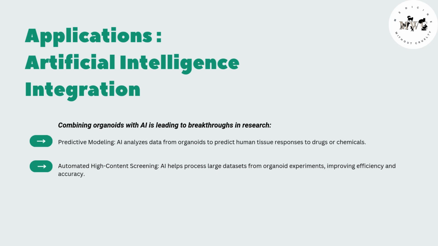Artificial intelligence can empower organoids. For example, predictive modeling, AI can analyze data from organoids to predict human tissue responses to drugs or chemicals, and also automated high content screening. AI can help process large data sets from organoid experiments, improving efficiency and accuracy.